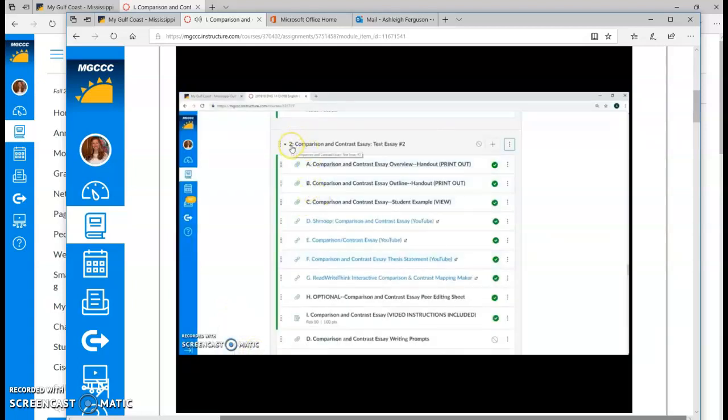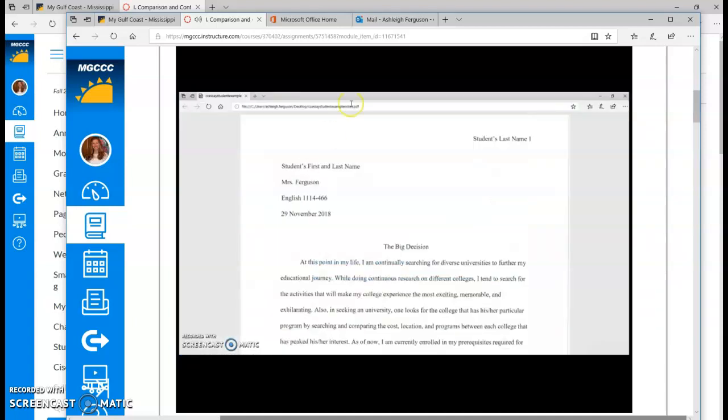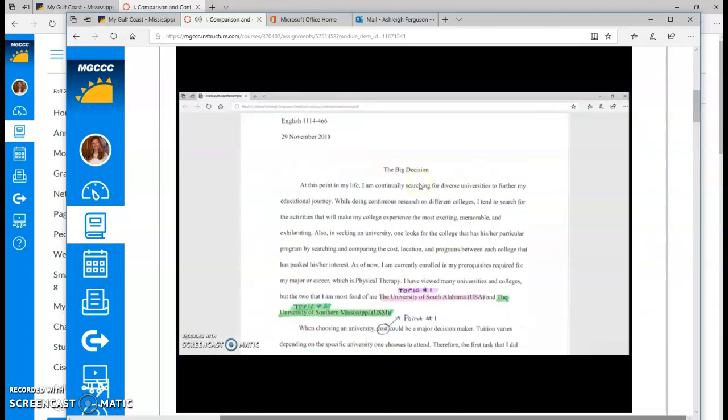Now, you're going to notice that you have an example essay, okay? When you look under that module 2, there's a student example. It's letter C, comparison and contrast essay, student example. Now you're going to notice that this is that example. I kind of highlighted it just for your reference, so you would understand what I mean by reference both your topics and your points in your essay.